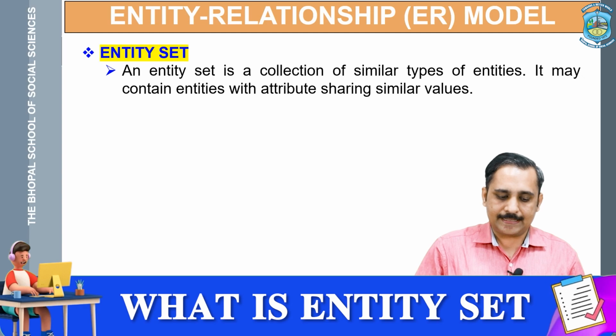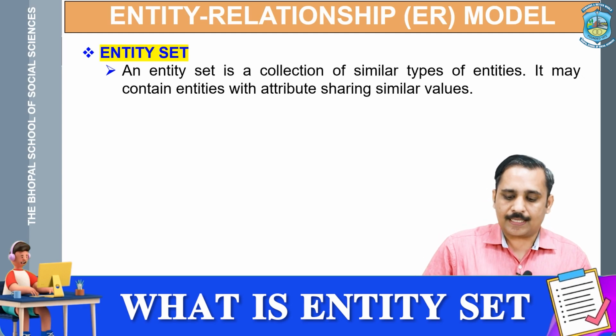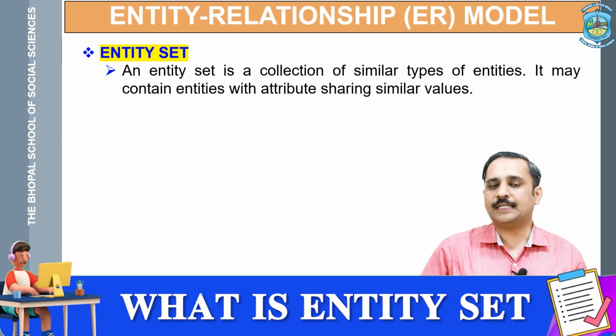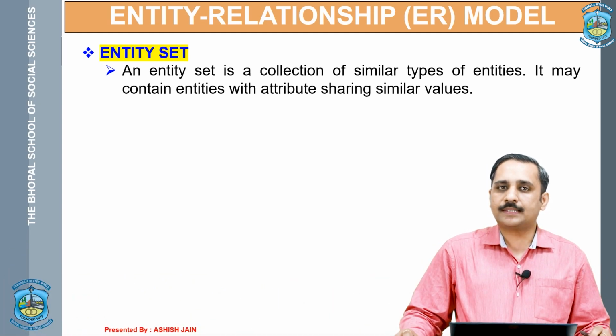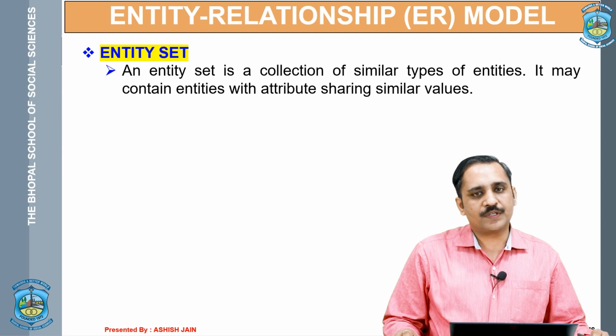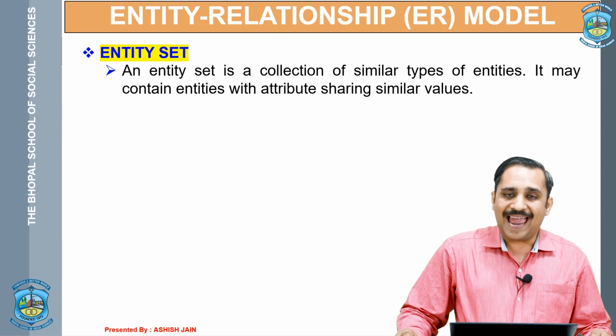Second is the entity set. An entity set is a collection of similar types of entities. For example, the details of all the students. The properties remain the same, but we have different values for different students, right? So this is called an entity set.